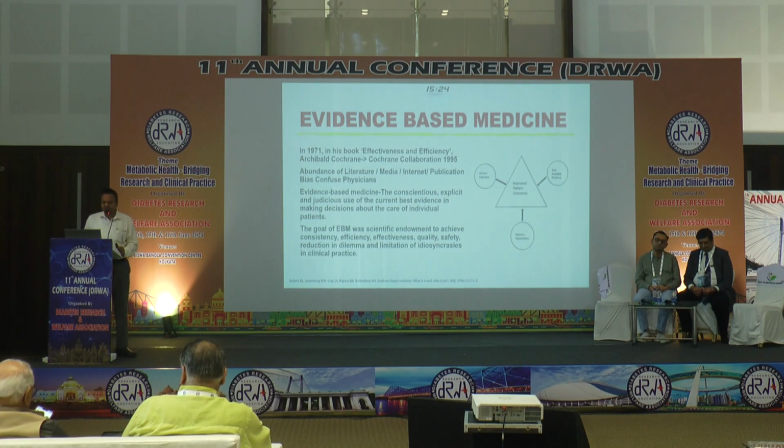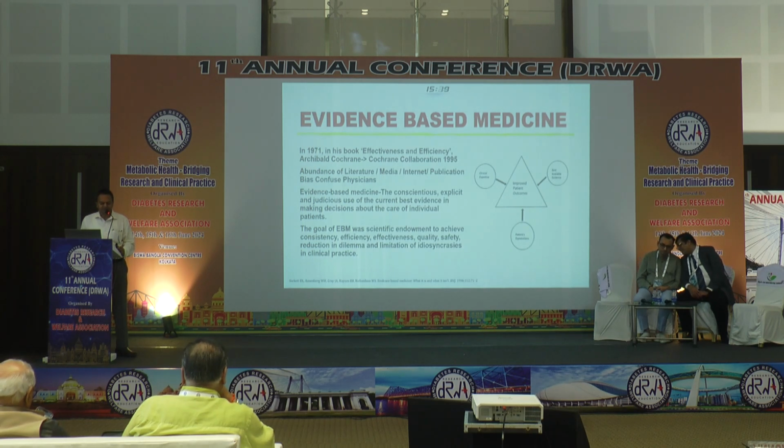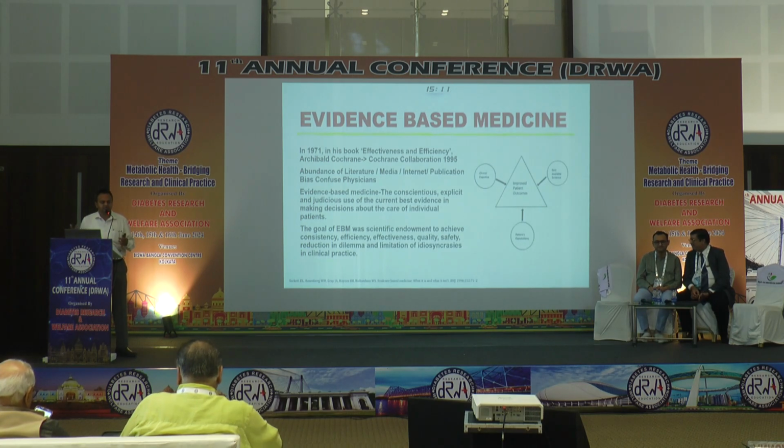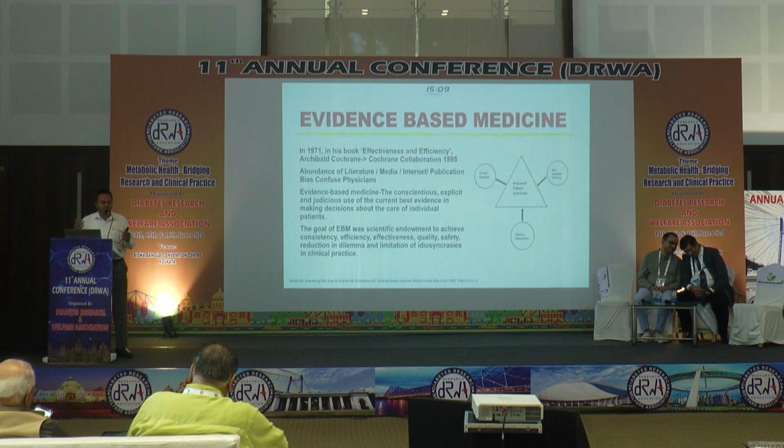In 1971, Archibald Cochrane wrote a book, Effectiveness and Efficiency, in which he showed that many of the theories and many of the practices were actually myths. They did not correspond to reality. He raised this issue, which ultimately turned into the Cochrane Collaboration in 1995. Nowadays, there is an abundance of literature.